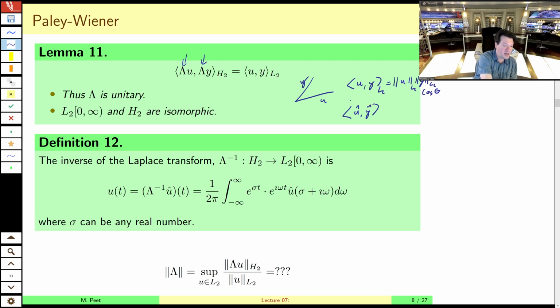So if U gets mapped to U hat and Y gets mapped to Y hat, then the inner product of those two elements in the frequency domain is equal to the inner product in the time domain, this identity in both, of course, because these are the same, times the angle theta. So this theta doesn't change from H2 to L2. This tells us, in addition, that the norm of U doesn't change under the Laplace transform.